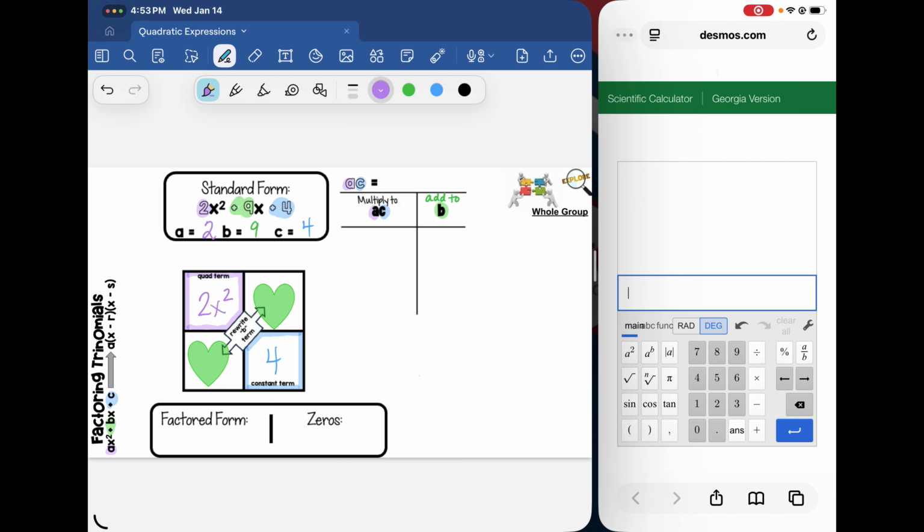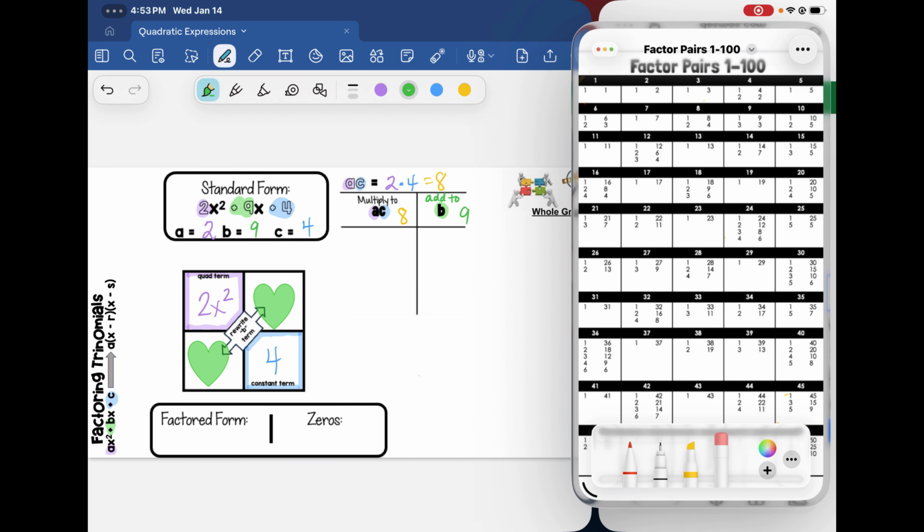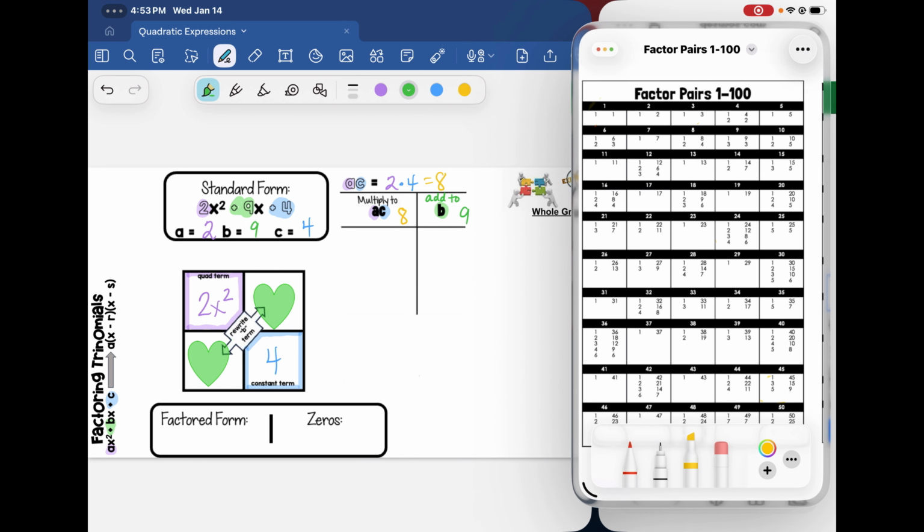So what is my a value? 2 times my b value of 4, which gives me a times c, which is equal to 8. So I want two numbers that are going to multiply to 8, but add up to my b term, which is a positive 9. So I go to my factor pair list, and I find factors of 8. Because I want the two numbers to multiply to positive 8.